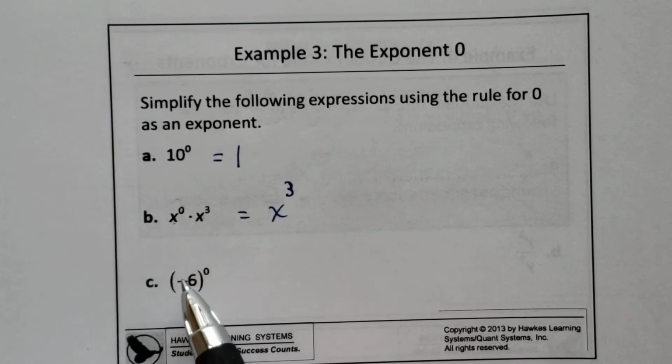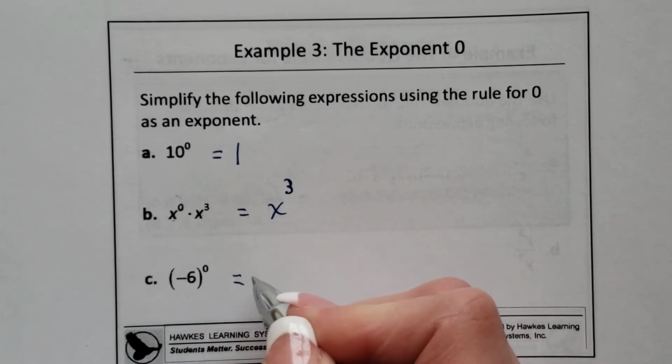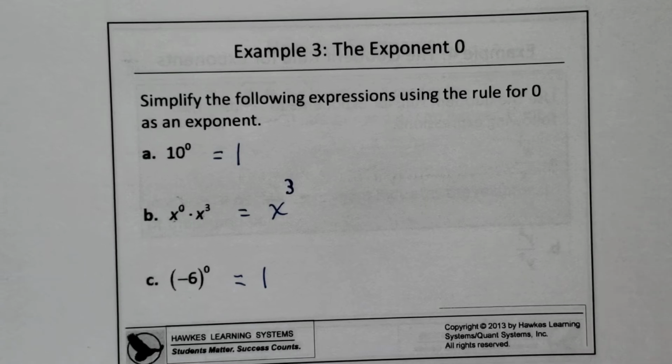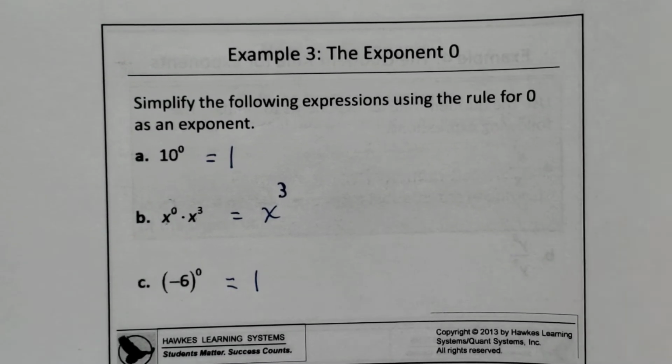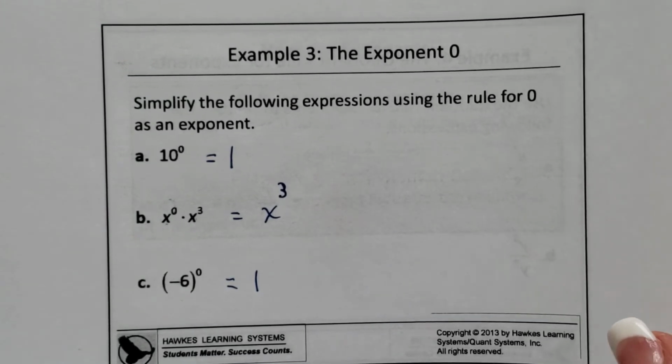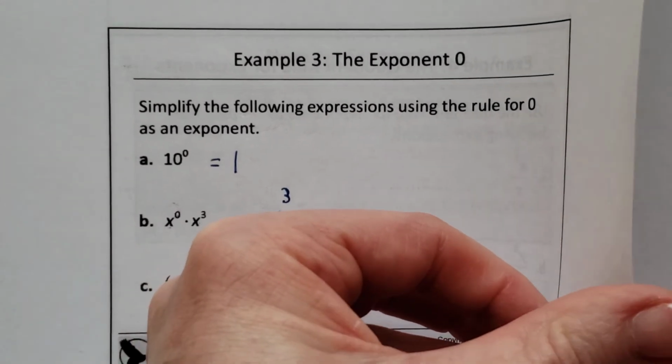All right, letter C, this number, which is a negative number raised to the 0 power, is equal to 1, because that's a rule. Anything raised to the 0 power is 1. All right, moving on.